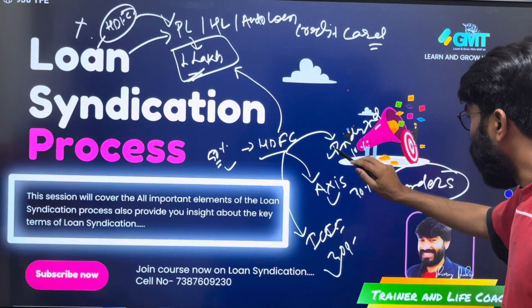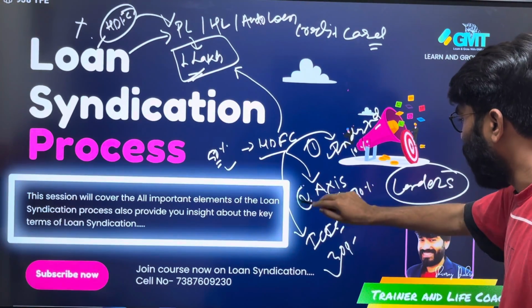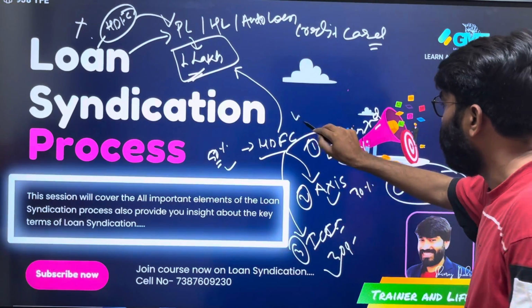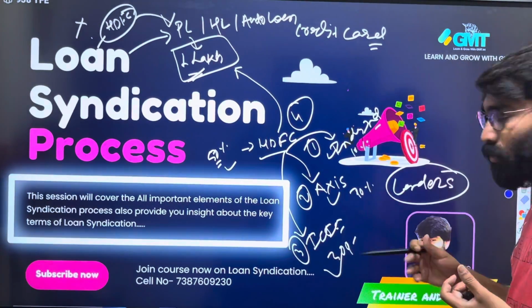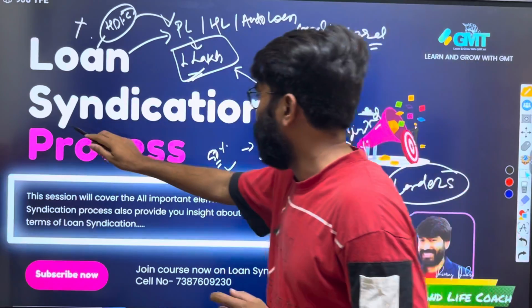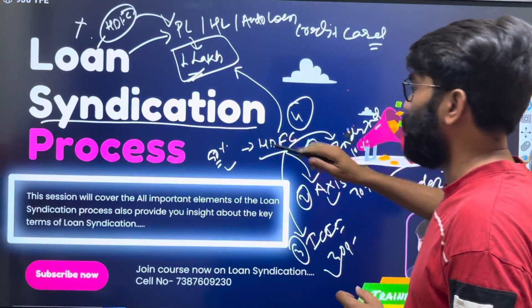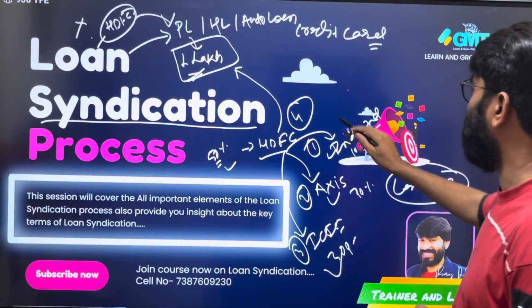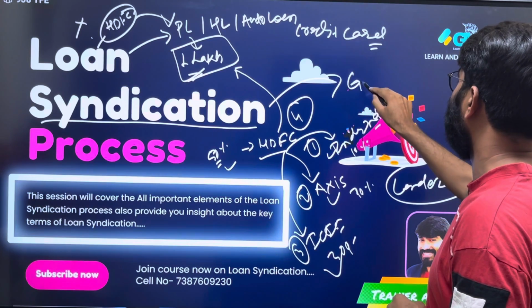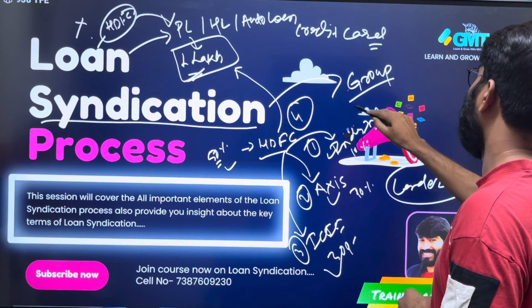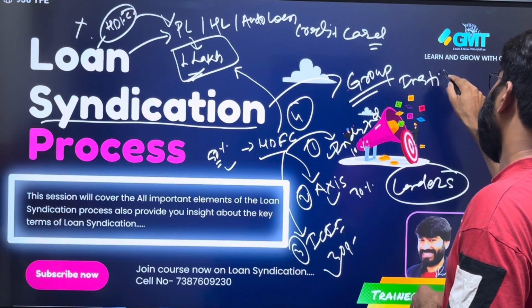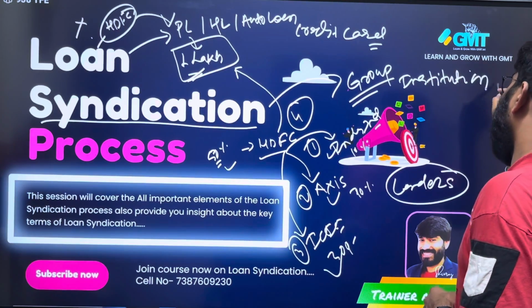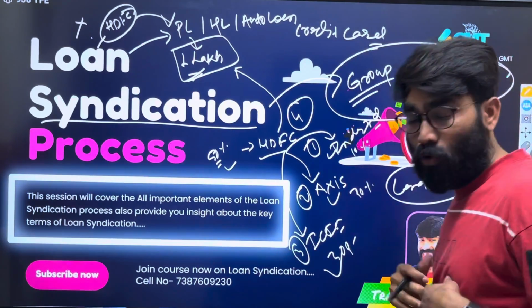If you see all our institutions, 1, 2, 3, 4. If I talk about all four, it means it becomes your syndication, right? Syndication means a group of institutions. So now I'll simplify it. I hope you got the idea.